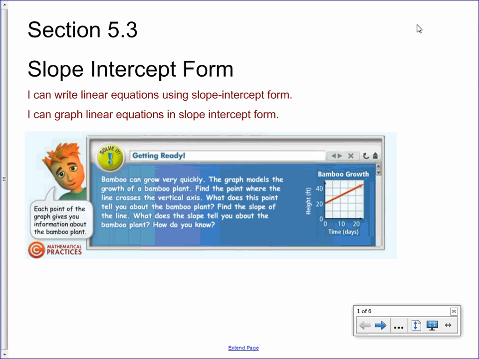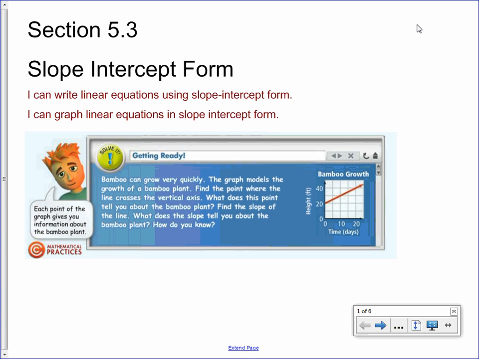Okay, today we're going to be looking at section 5.3, which deals with slope-intercept form. So hopefully by the end of this section you could say, I can write linear equations using slope-intercept form, and I can graph linear equations in slope-intercept form. So hopefully we've heard about slope-intercept form before. We'll take a look at this first example to get us started.